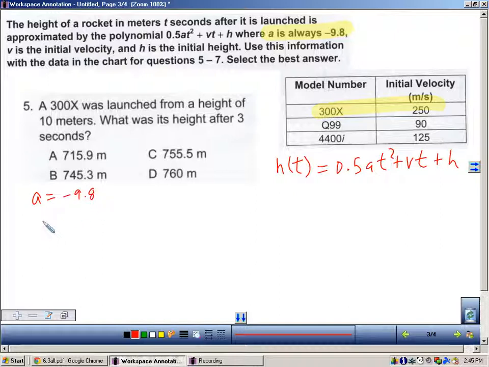And then we're also given the velocity. I don't want to confuse you, but there's v, velocity, and we know that's here. Look closely, 250.